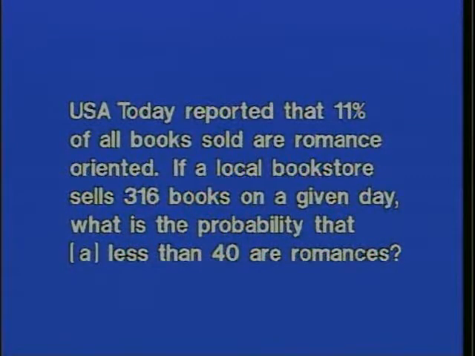We know that if we're talking about 316 books being sold on a given day, that's what the N value is for our problem. And incidentally, we're in a section involving a binomial distribution and the idea that the normal distribution can emulate the binomial distribution under certain circumstances. So we know we have a binomial probability distribution here. We're talking about the probability that a randomly selected book sold at this bookstore is going to be a romance to be 11%. So the p-value is 11% or 0.11.